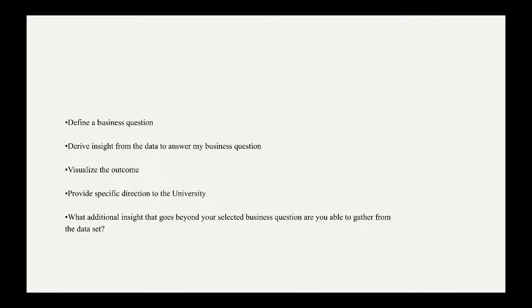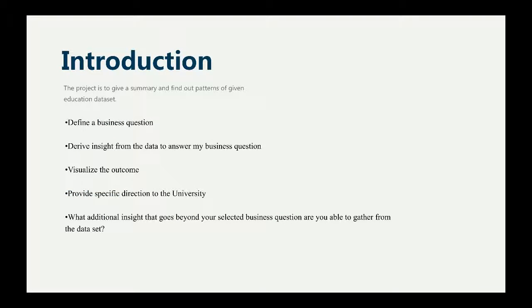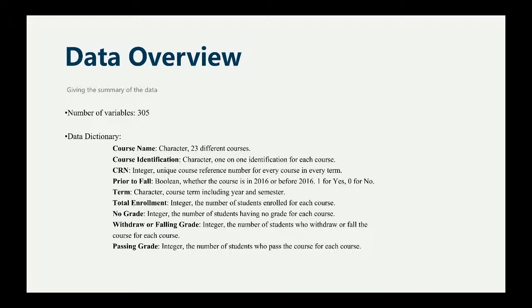For the introduction, this project does a summary and data insights of the given data provided by the university, and tries to find out the possible business question and solve that by using data visualization. Before that, we have to take a look at our data. Here we have 305 numbers of variables and 9 columns that can be analyzed, and none of those columns have missing values, which is good information for us.